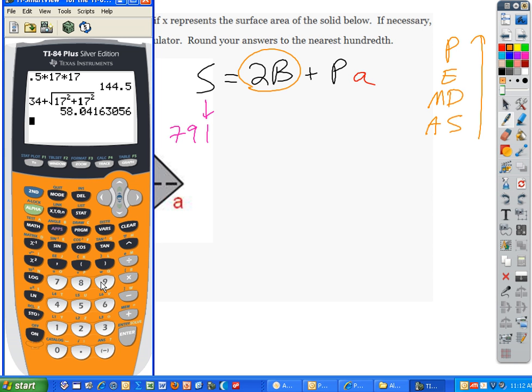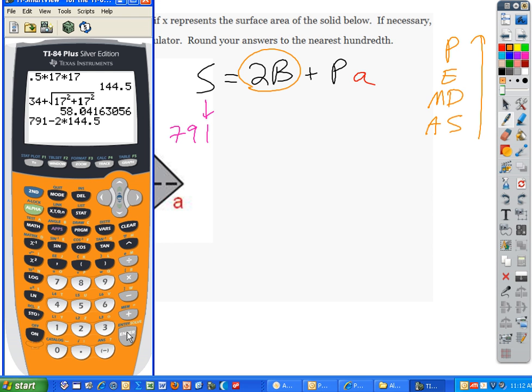So 791 minus 2 times the base area, which was, I got to go up and grab it, right there, 144.5. Okay? And that gives us that. And this term is now gone. Now what do we have to do? What's the next step to get the A by itself?